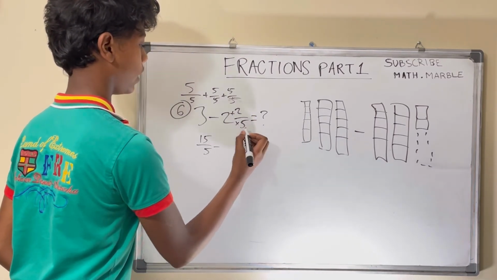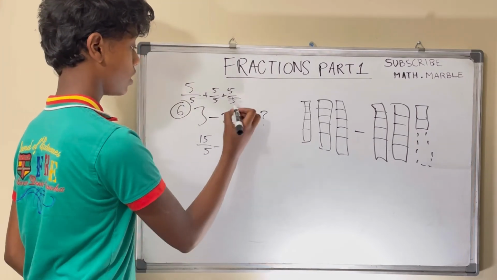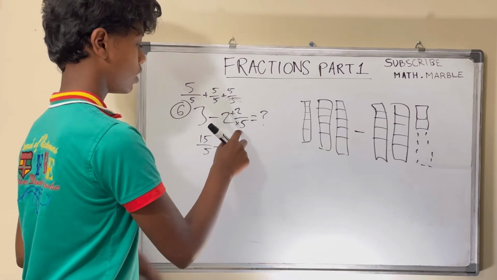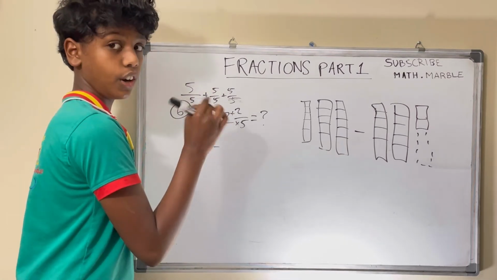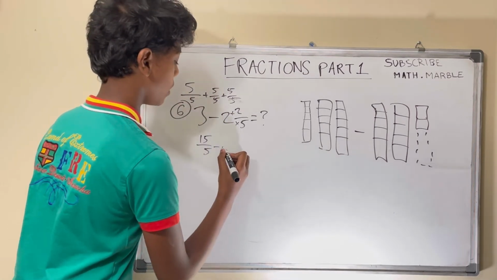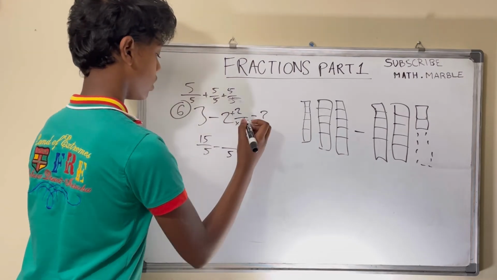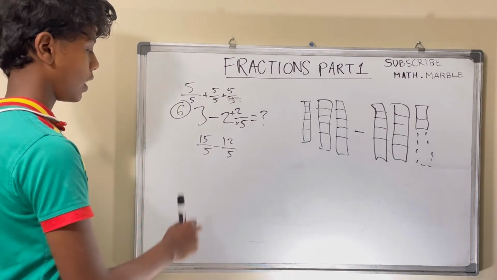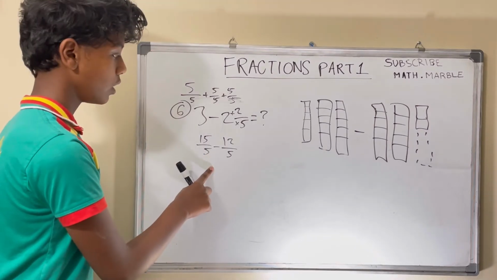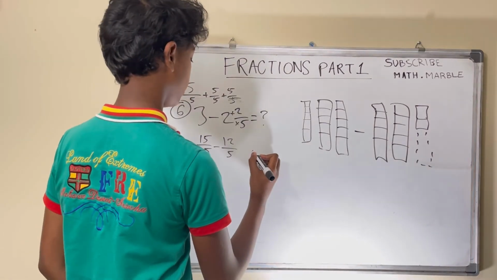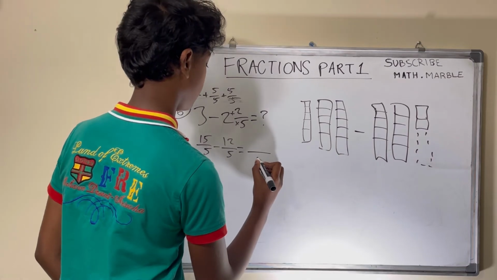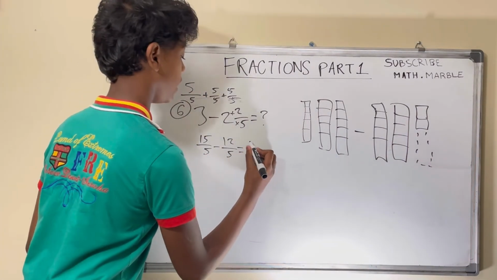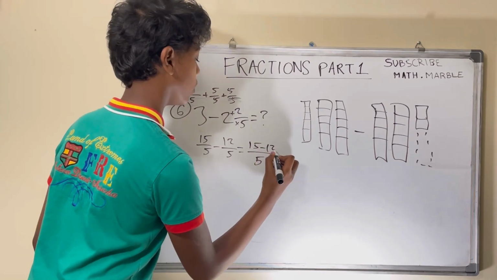plus 2. 5 times 2 is 10. 10 plus 2 is 12. And 12 always stays on it. The denominator always stays the same. Minus 12, and our denominator is 5. So what we could do is write, this is the same as saying 15 minus 12 over 5.